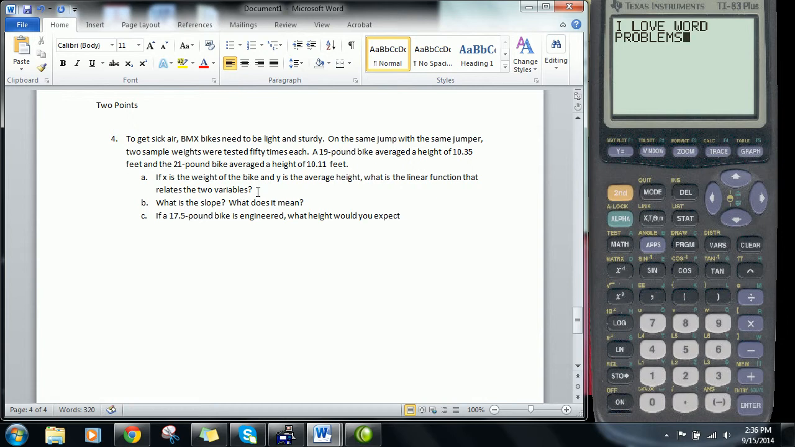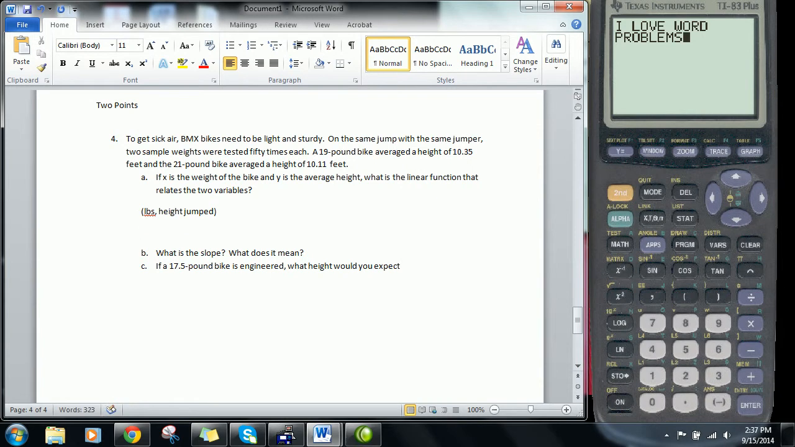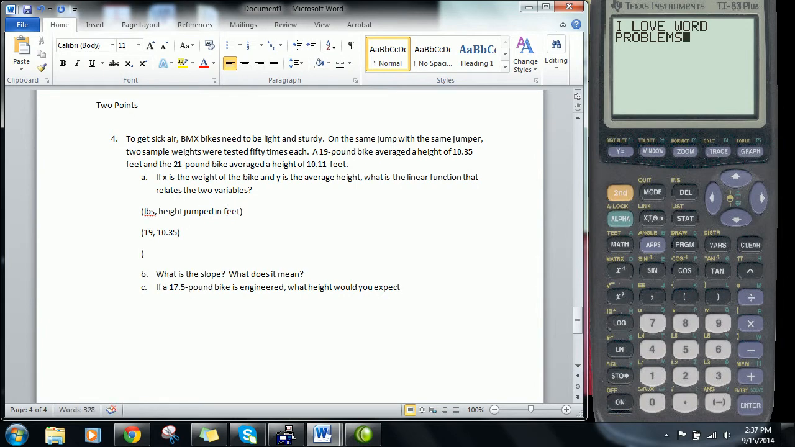So I need to find a linear function. Let's do that. I'm using the points 19 pounds, and then height jumped. That's the way I'm setting it up. So the pounds is 19, and the according height is 10.35. And of course, that's in feet for this problem. And then the other point that I have is 21 pounds. That particular 21-pound bike jumped an average of 10.11 feet. So there are my 2 points.